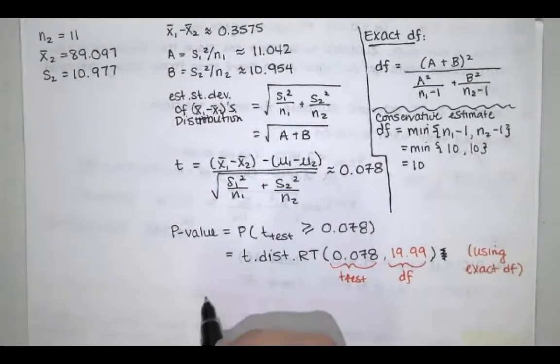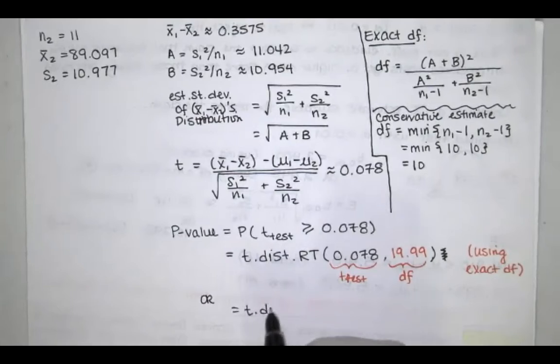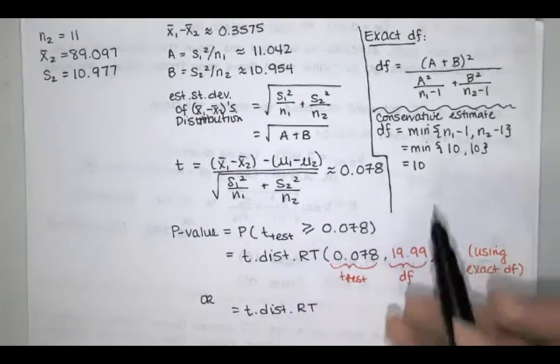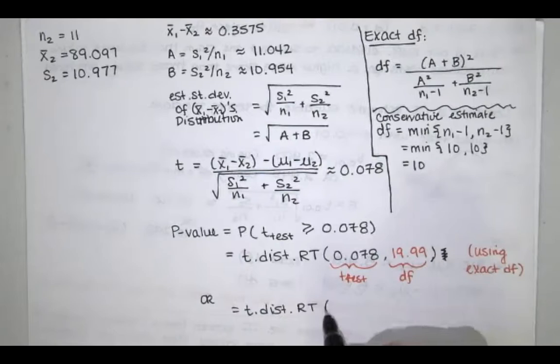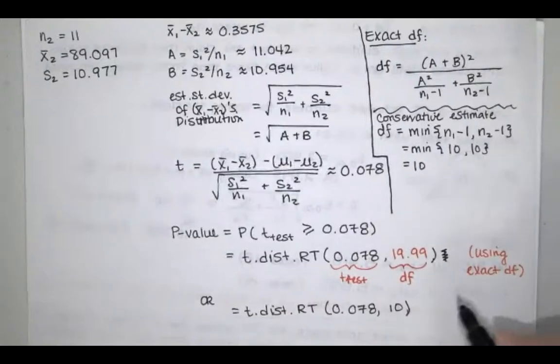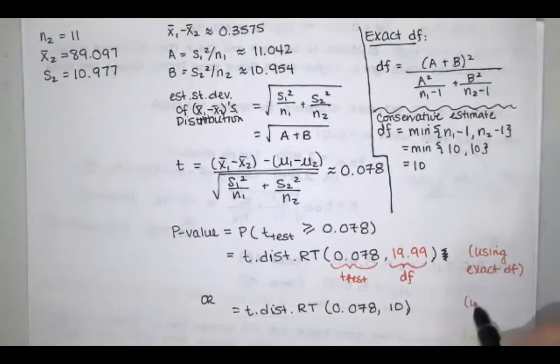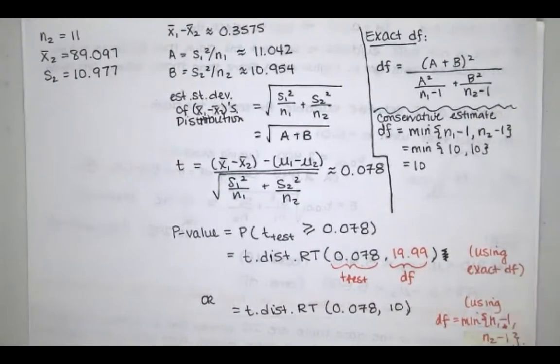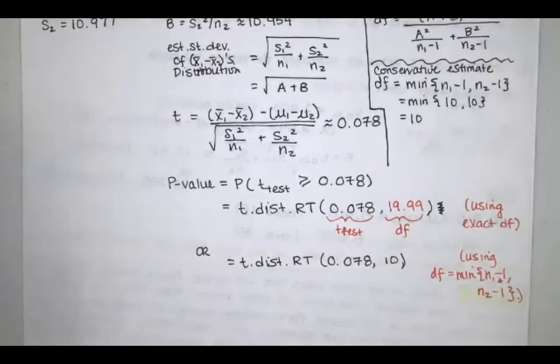Or you can use that rough estimate that comes from this more conservative number of degrees of freedom. So we would enter the test statistic here. We'd say we've got 10 degrees of freedom, and that's going to give us a different p-value. So that's where df, our degrees of freedom, is given by the minimum of the first sample size minus 1 and the second sample size minus 1. Okay, let's go to Excel and actually compute this.